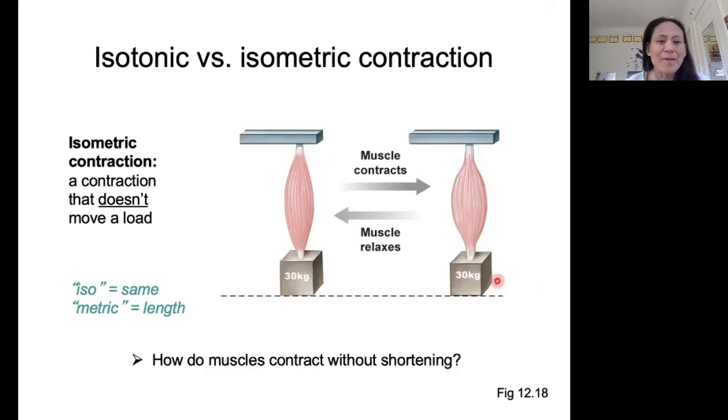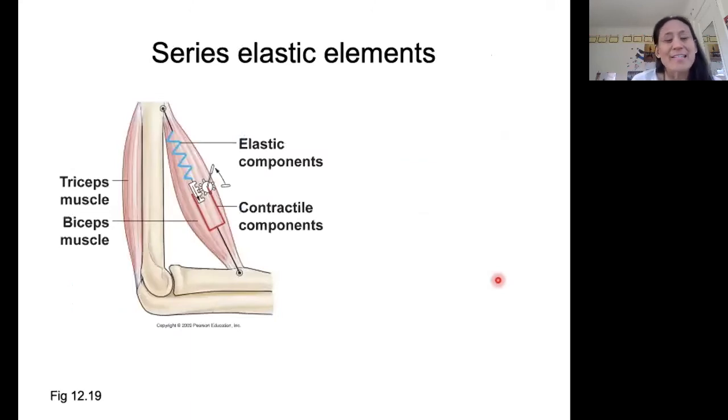Now, you might be thinking, well, didn't we learn that the sarcomeres shorten during a muscle contraction? How can the muscle stay the same length if the sarcomeres are shortening? Don't those two statements conflict with each other? The answer lies in the series elastic elements.